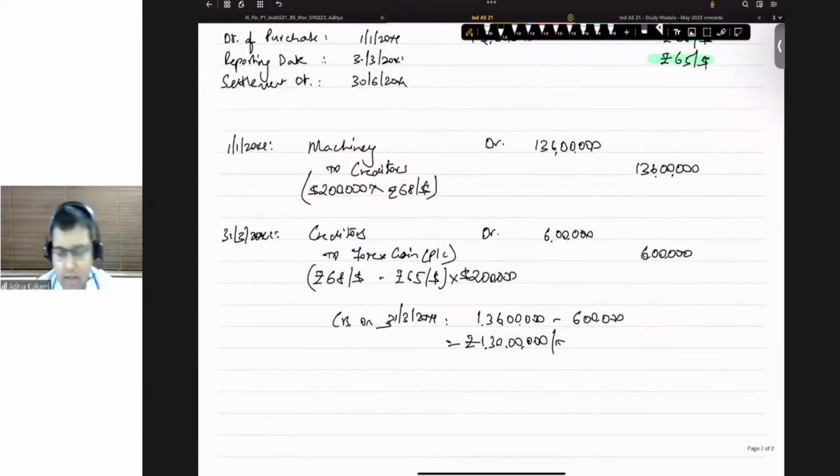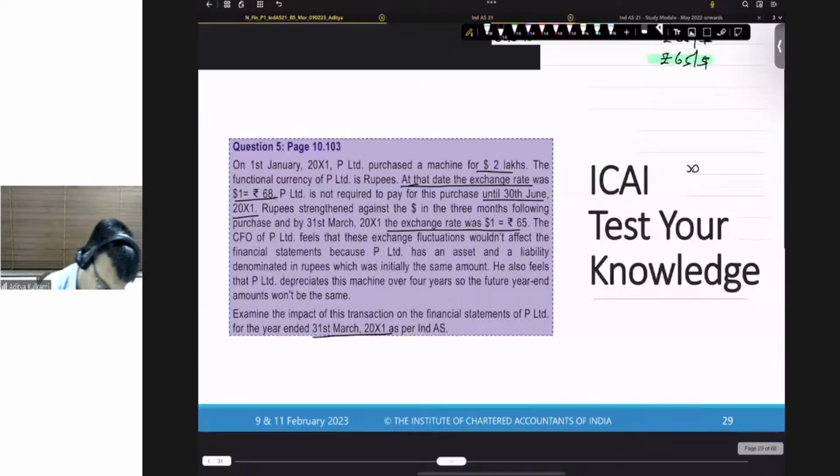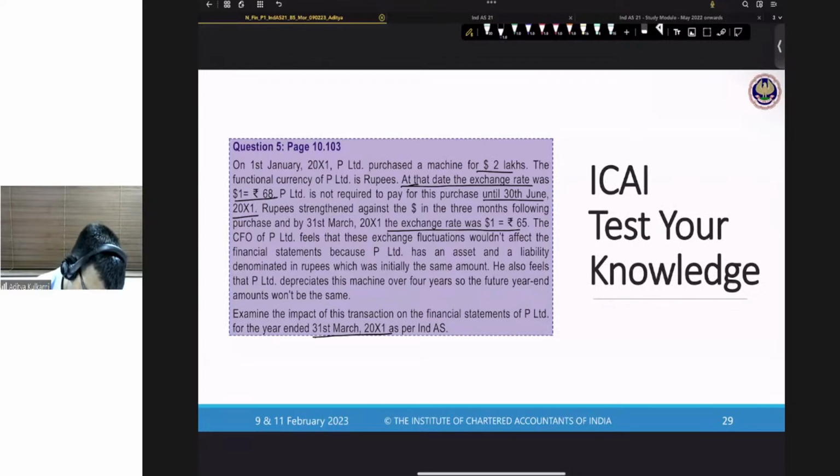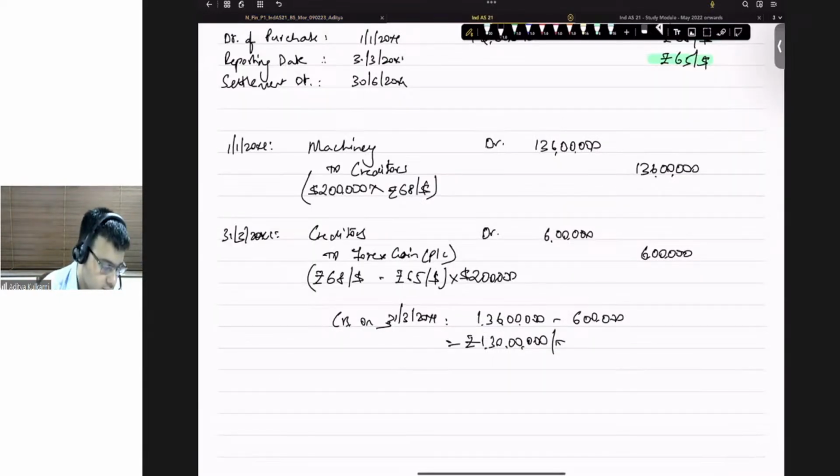Okay. What about the machinery? You will depreciate the machinery. Sir, should I restate it? Answer is no. There is no need to restate it. So what is the life of the machinery? P Limited purchased a machinery, functional currency was in rupees. At that date, exchange rate was so much. He also feels that P Limited depreciates the machinery over 4 years. So 4-year depreciation.